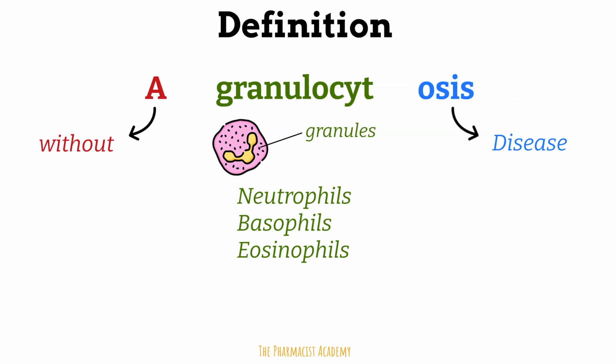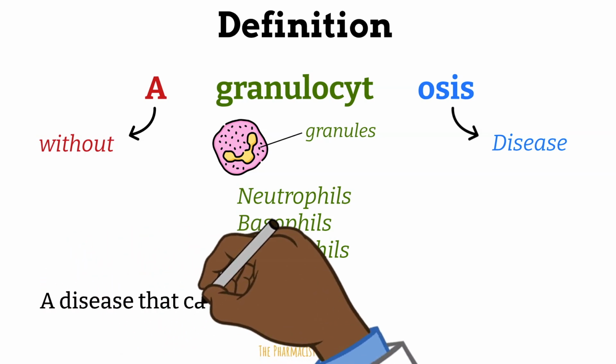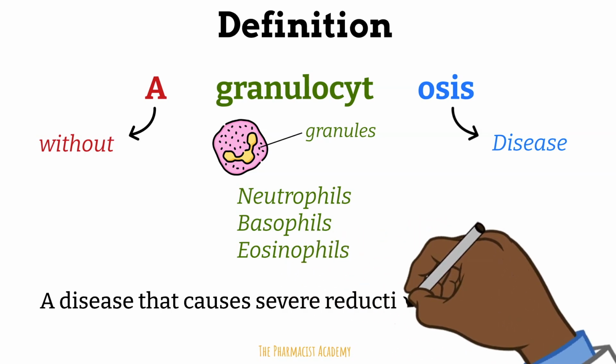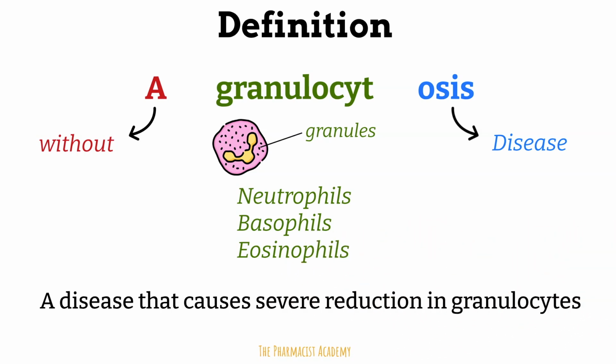Osis means disease or condition, so other examples like acidosis, atherosclerosis, tuberculosis. Okay, you get the point. It can also refer to an abnormal increase in the level of a particular cell in the blood. This can make it a bit confusing, but in this case, it means disease. So if we put it all together, agranulocytosis is a disease affecting the granulocytes, leading to a severe reduction in the numbers, putting the patient at risk of life-threatening infections.